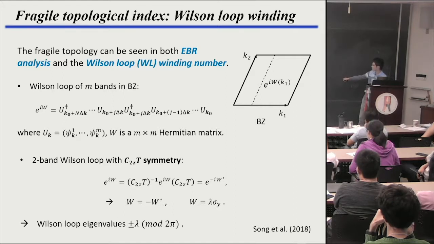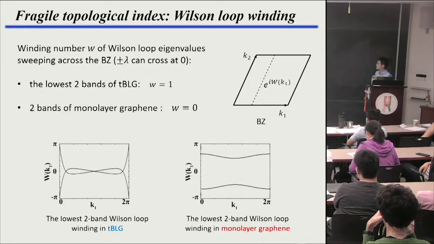So the only possible Hermitian W matrix is lambda times some sigma y. So in this simple case, your eigenvalue is just simply plus minus lambda. It's defined modulo 2 pi because it's originally in the exponent. Because it's always plus minus lambda, there is a chance that lambda can hit zero. Then the two eigenvalues will just cross with each other.